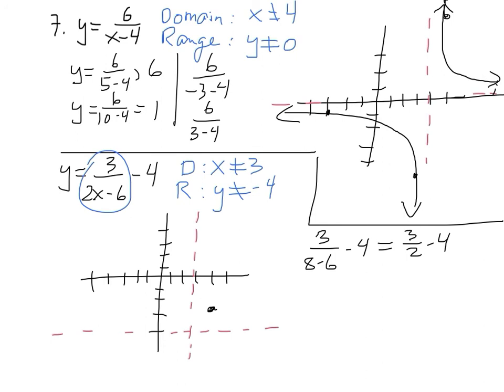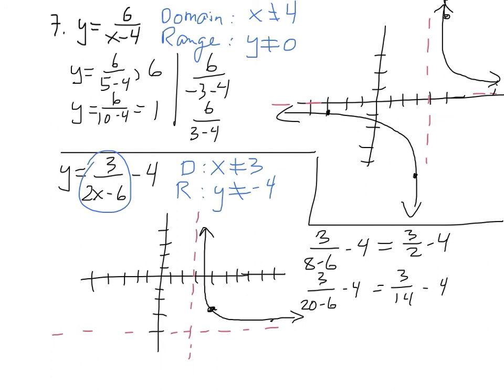If I plugged in a really large number for x, let's say 3 over 20 minus 6, minus 4, I get 3 over 14, minus 4. You see it's getting closer and closer to negative 4 as I go farther out on my x-axis. So I think we're going to look at it like this, and it's going to go boom.